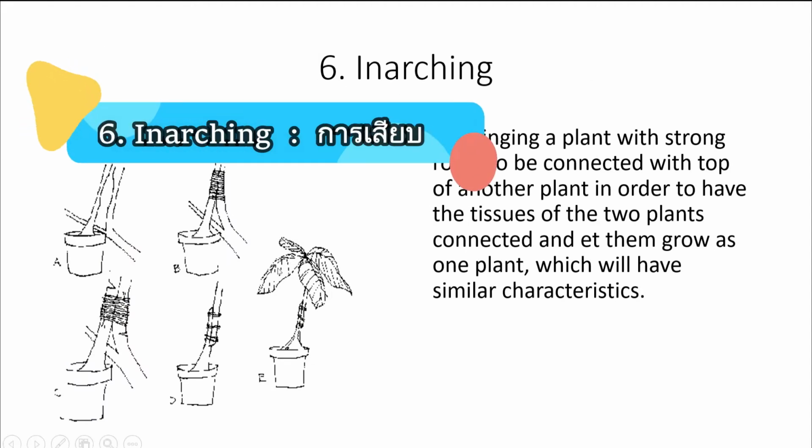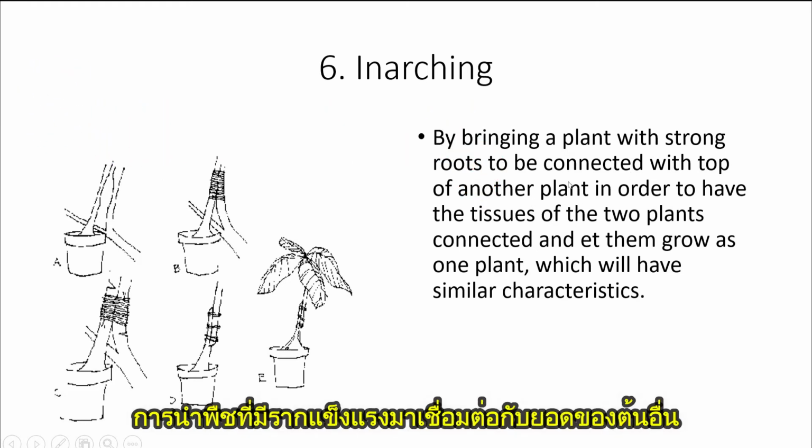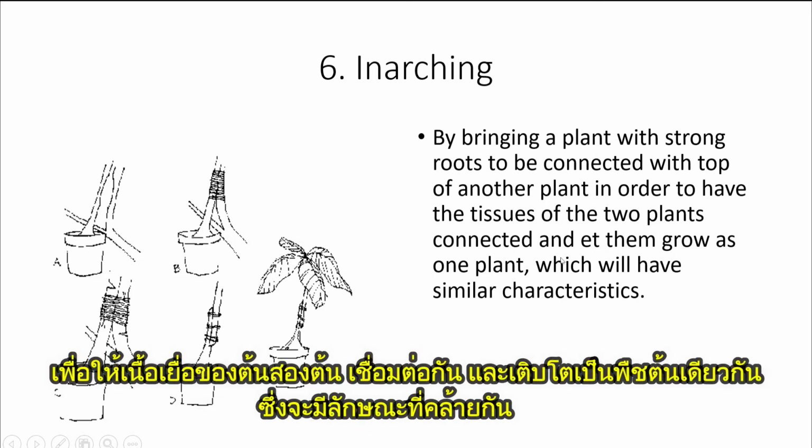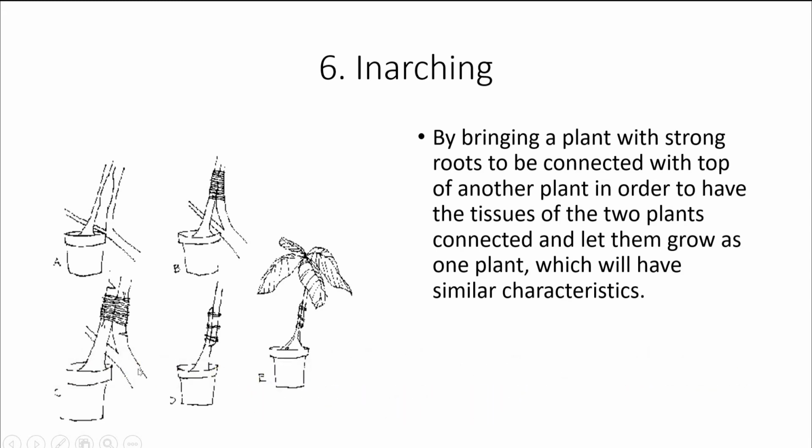Inarching. You have to bring a plant with strong roots to be connected with the top of another plant, in order to have the tissues of the two plants connected and let them grow as one plant which will have similar characteristics. If you like your other plant to have tissues from this plant, you have to connect them to each other, so that they can share tissues of the plant.